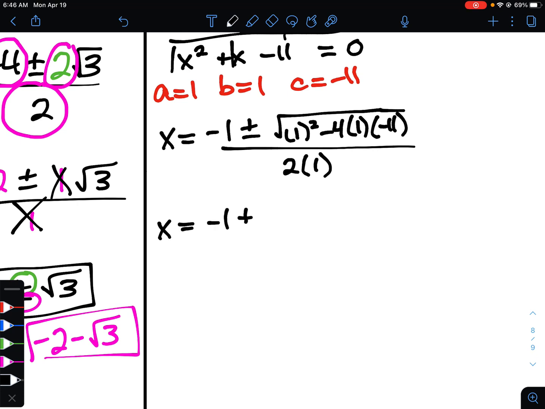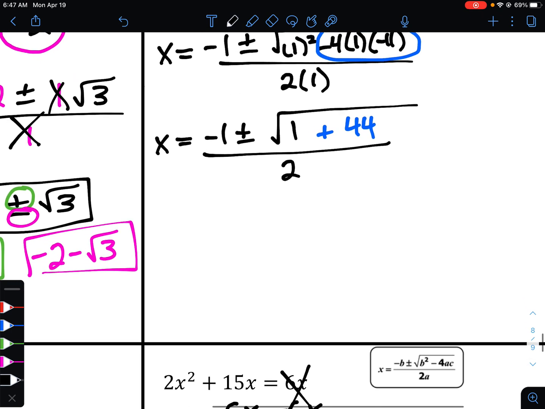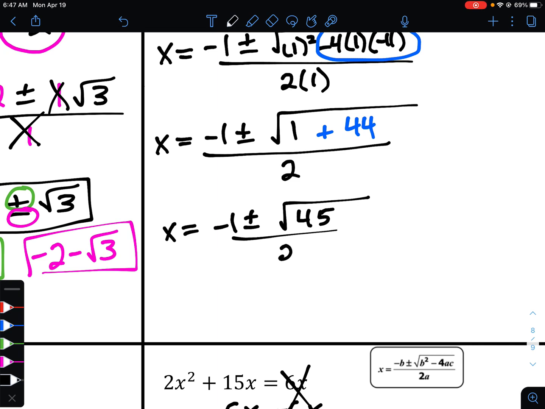All right, so let's simplify, starting with what's underneath our square root sign. 1 squared is just 1, and then we'll multiply together these 3 numbers. So negative 4 multiplied with 1, multiplied with negative 11 is a positive 44, so we'll write that as plus 44. And then 2 multiplied by 1 is just 2.